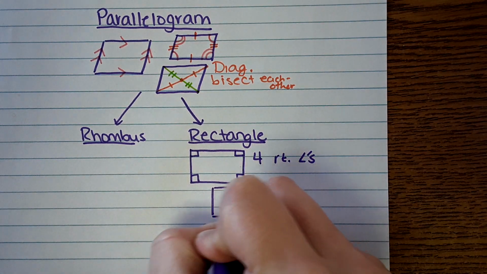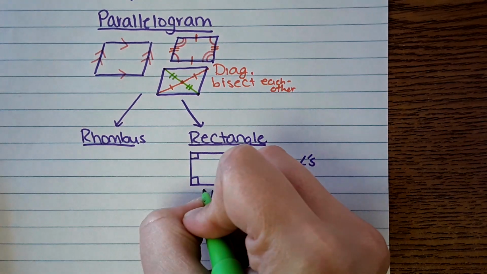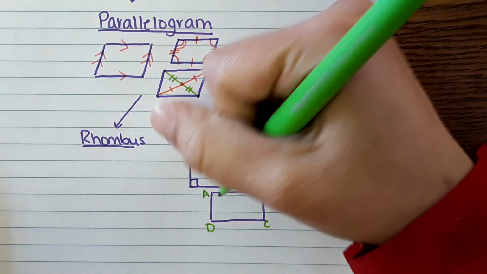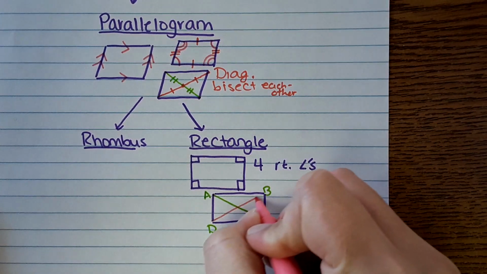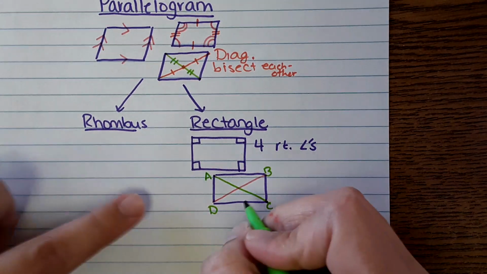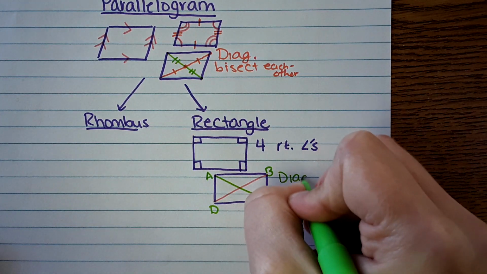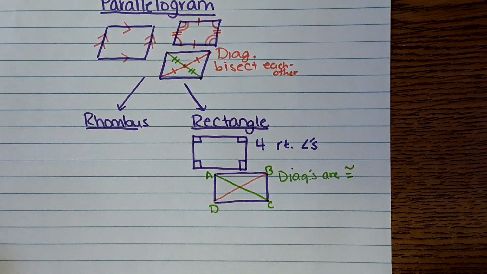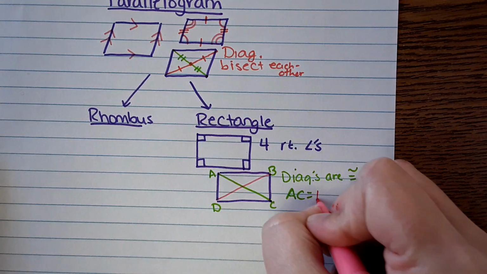So I'm just going to draw out another rectangle. Let's call this rectangle A, B, C, D. And let's say I have a diagonal here and a diagonal here. For this, the diagonals are now, not only do they bisect each other, but they're also congruent. So diagonals are congruent. So AC is the same length as BD.